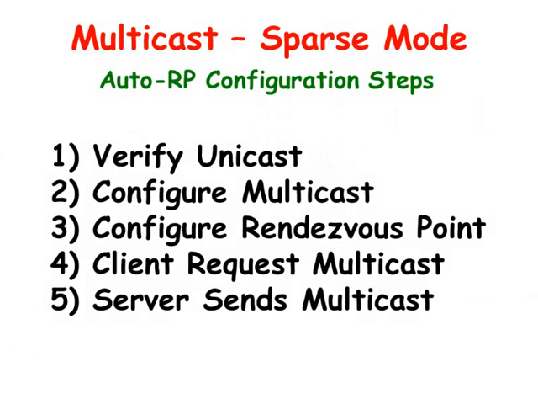These are the steps that we're going to use to configure multicast in sparse mode. 1. We're going to verify that the unicast network is working correctly. 2. We're going to configure the router for sparse mode multicasting. 3. We will configure the rendezvous point and the mapping agent. 4. We're going to have a client computer request multicast traffic. And 5. We're going to have the multicast server send out multicast traffic.